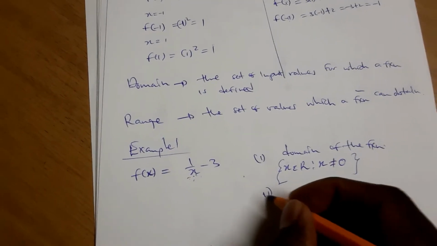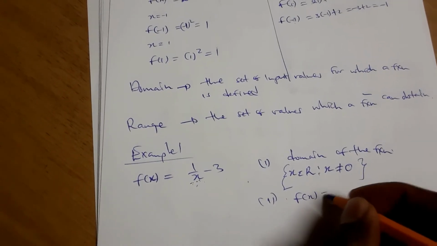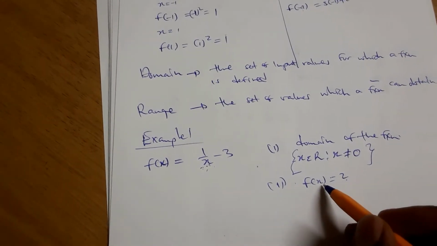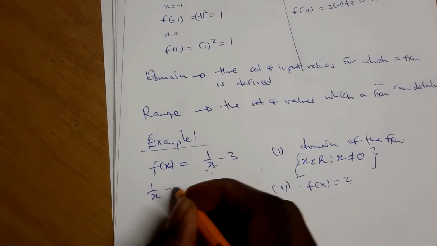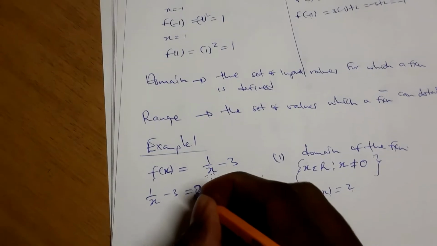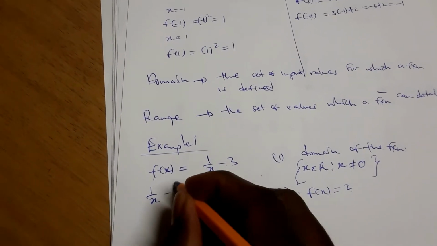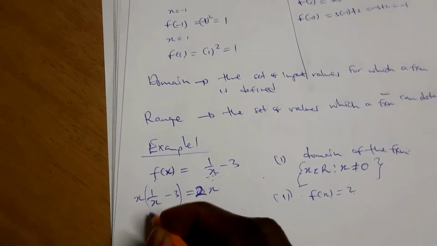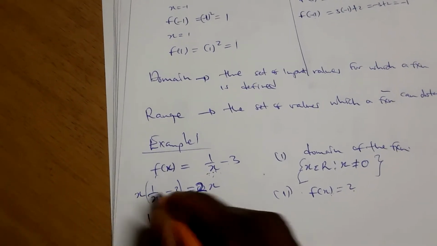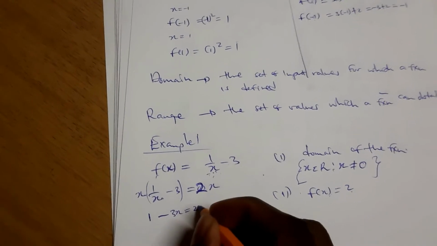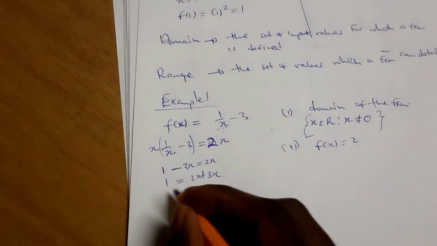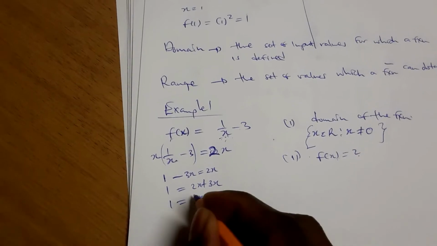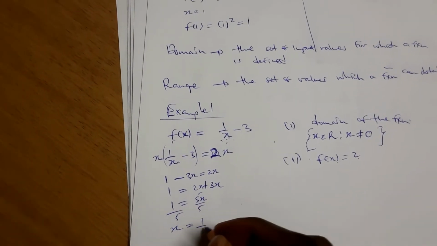Then the second question is asking us to solve f of x is equal to 2. So when f of x is equal to 2, we need to find the value of x. So f of x is equal to 1 over x minus 3. So 1 over x minus 3 is now equal to 2. So we can multiply by x here, by x here. Then this by this, we have 1. x by 3, we have 3x is equal to 2x. This goes this direction, we have equal to 2x plus 3x. This now gives us 1 is equal to 5x. We divide by 5. We divide by 5. Therefore, x is equal to 1 over 5, right.